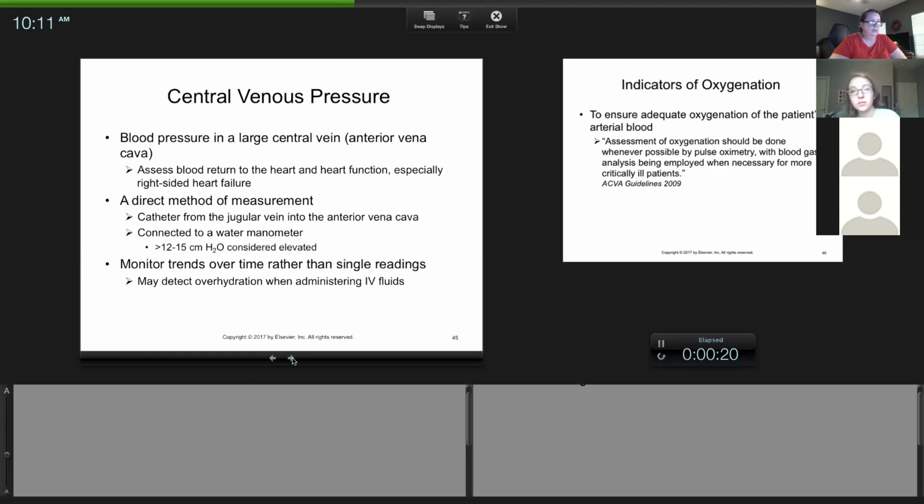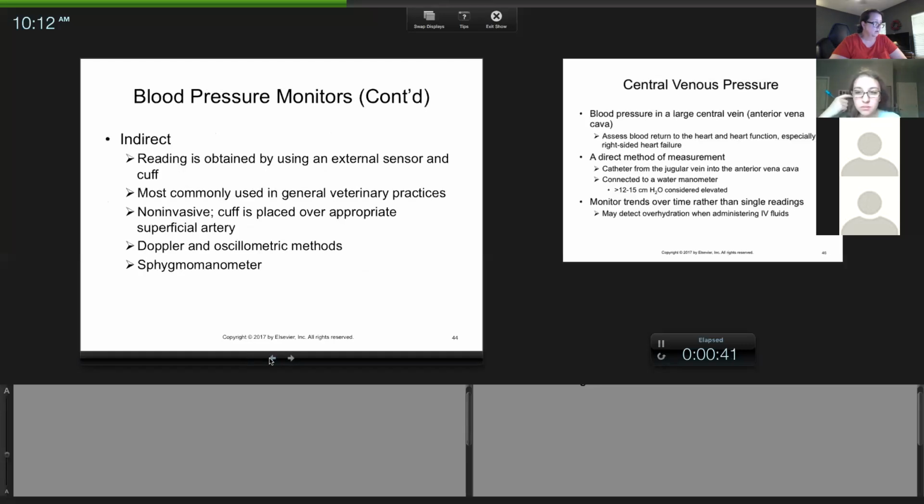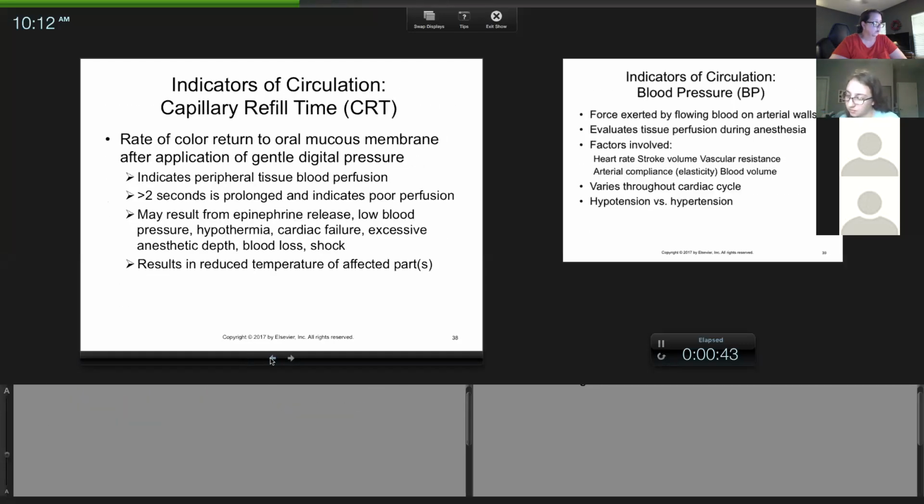I'm not going to really go over central venous pressure. We don't use this a lot during anesthesia. You have to put a catheter in the jugular vein, and that's not a regular IV catheter, that's a special jugular catheter.